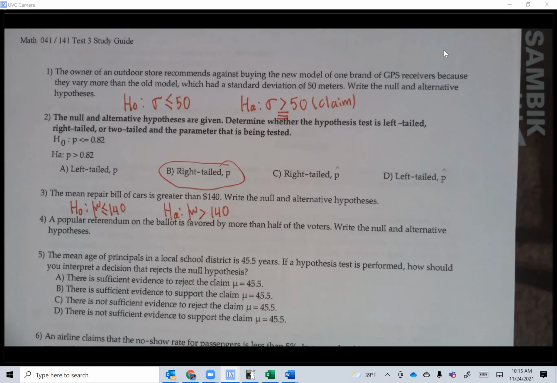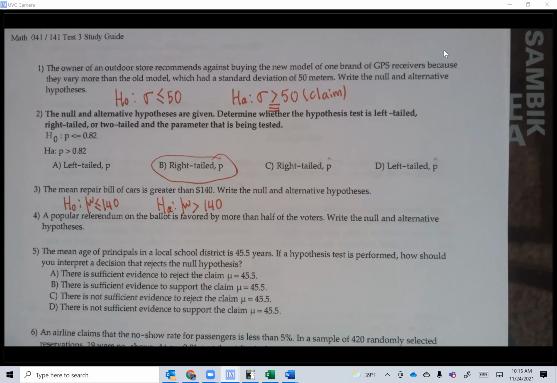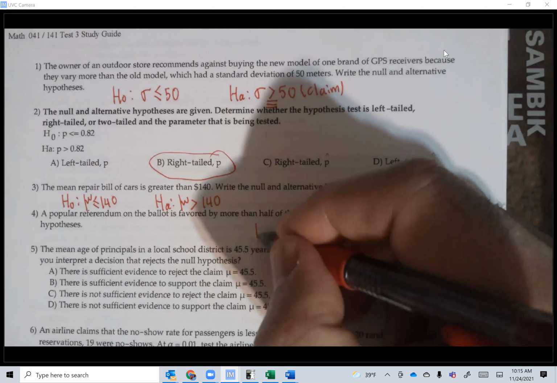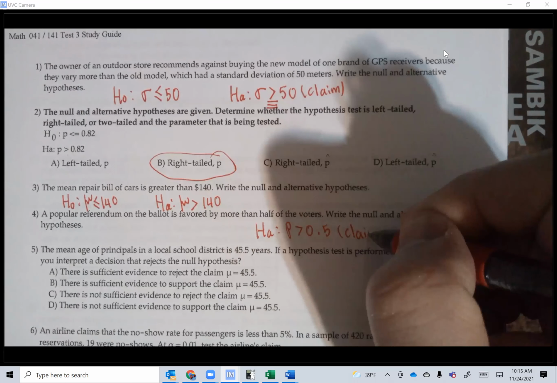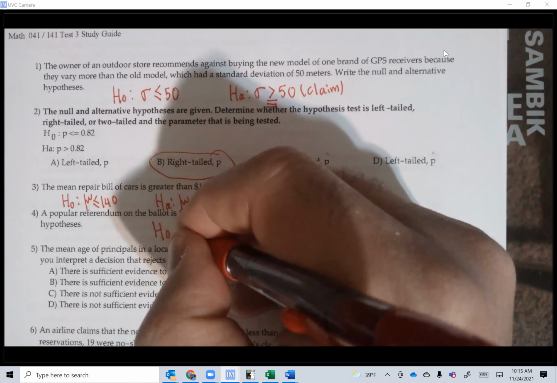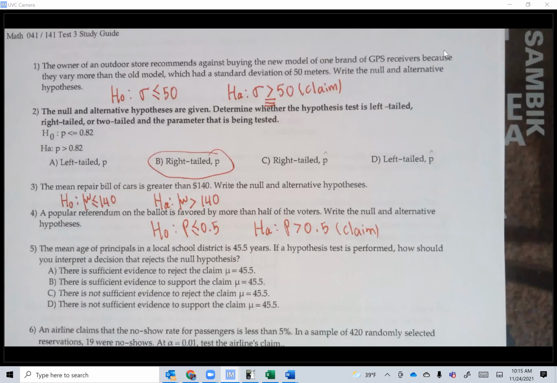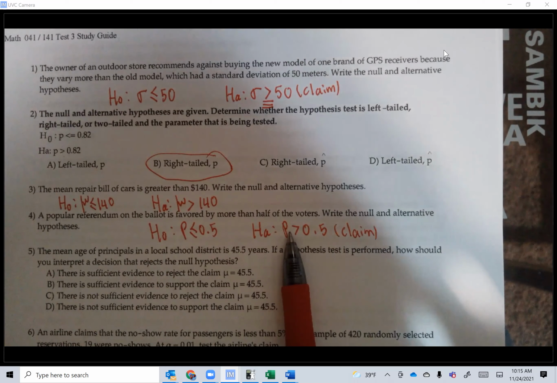Number 4. A popular referendum on the ballot is favored by more than half of the voters. Write the null and the alternative hypothesis. Once it comes to ballots, it's a percent. More than half means the proportion is more than 50%. So HA will be P is greater than 0.5. That's the claim. And HO less than or equal to 0.5. And again, guys, if I say majority, it means more than 50%. If I say minority, means less than 50%.